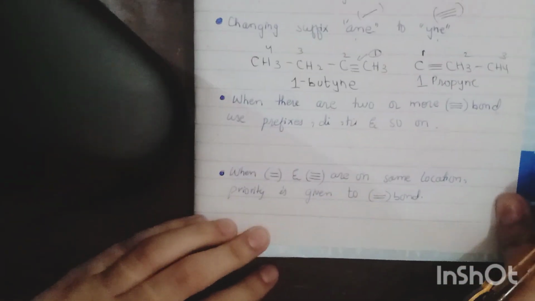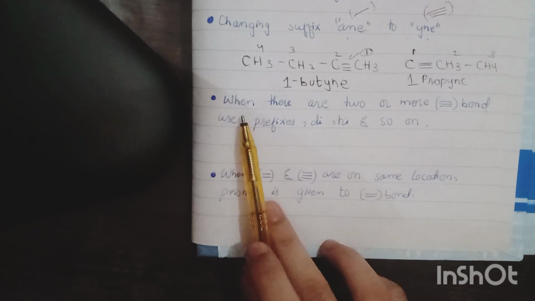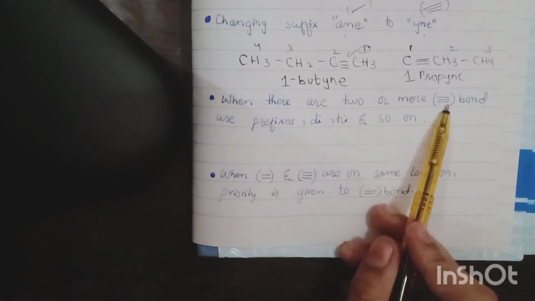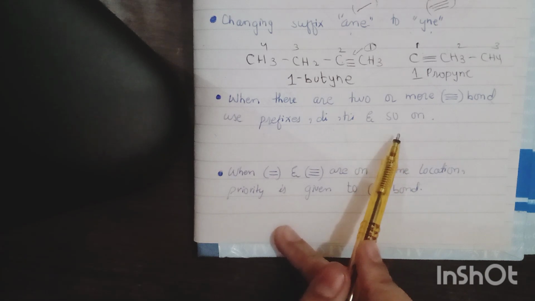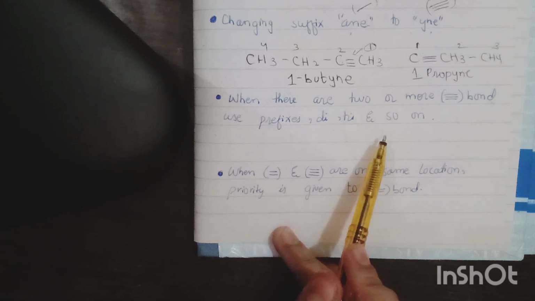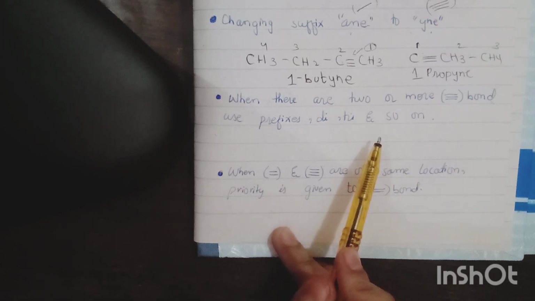Just give me a minute, let me set it down. Okay, so let's move to another rule: when there are two or more triple bonds, use the prefix di, tri, tetra and so on. If you have the same alkyl radical twice, use di.